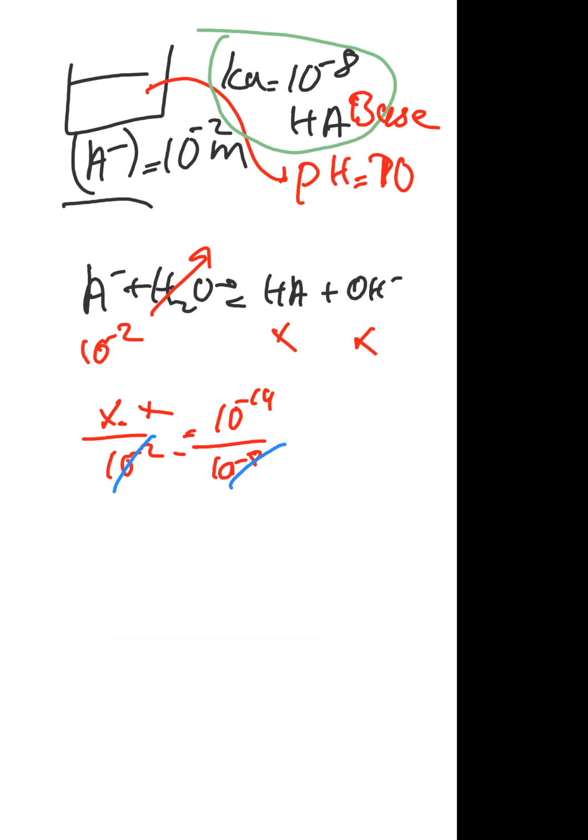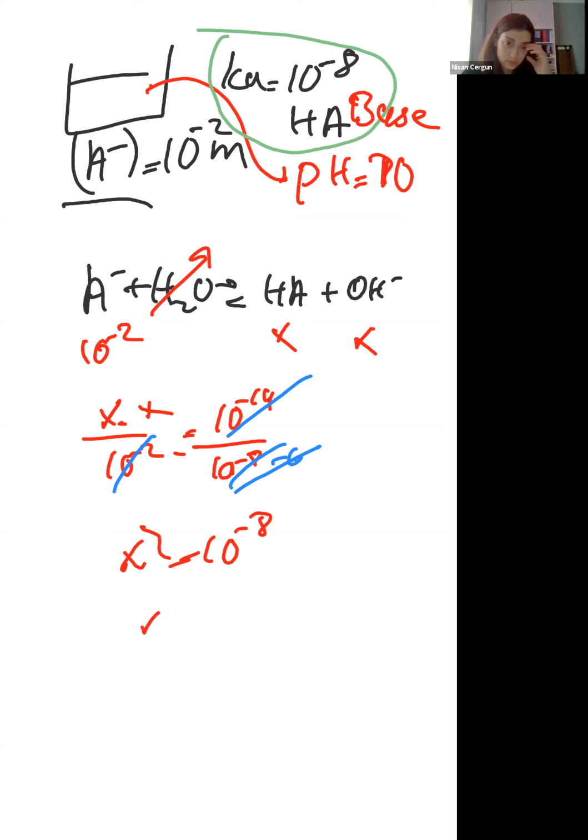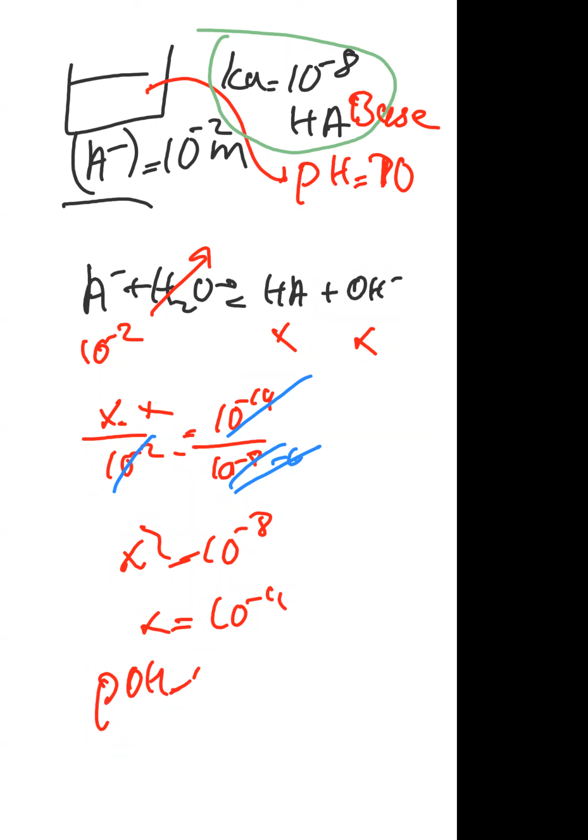Okay, let's see. After simplification, this is minus 6, then it will be what? Is it 6, baby? Not 6, I believe. It's 8, baby. The X squared is 10 to minus 8. The X is 10 to minus 4. Then we have the pOH as 4. Okay, you are right, baby.